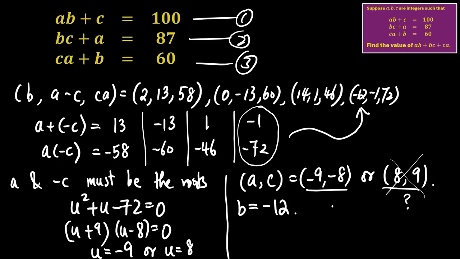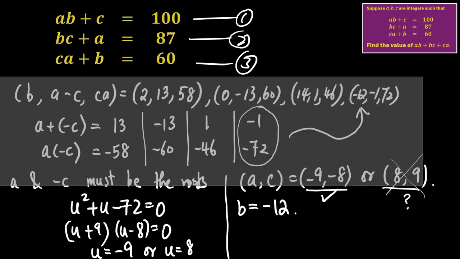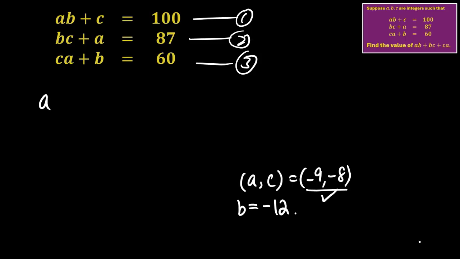And after checking, we know that a equals negative 9 and c equals negative 8 is correct. So finally, we have a equals negative 9, b equals negative 12, and c equals negative 8.